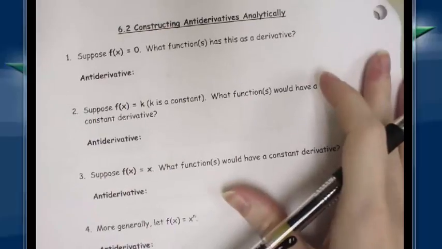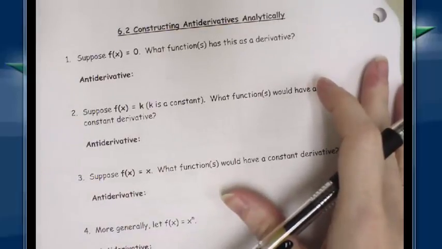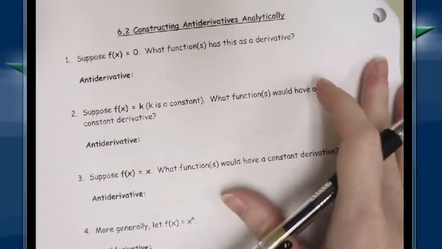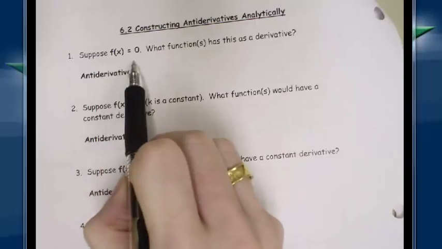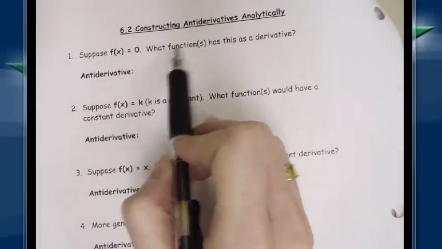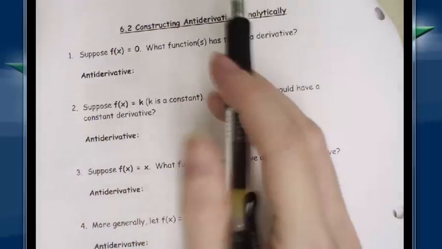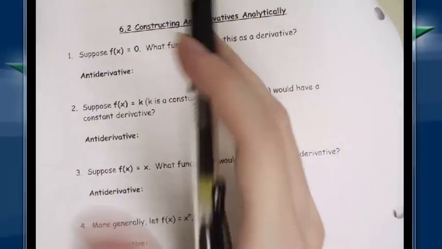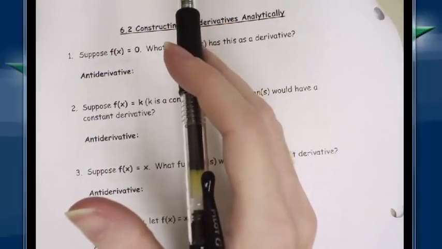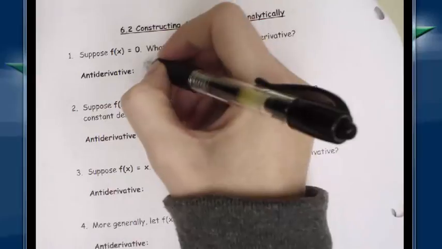And we come here to 6.2, constructing antiderivatives. I'm so excited for you. So it says, suppose f of x equals 0. What functions has this as a derivative? So here we go, thinking through. What did I take the derivative of that gave me 0?